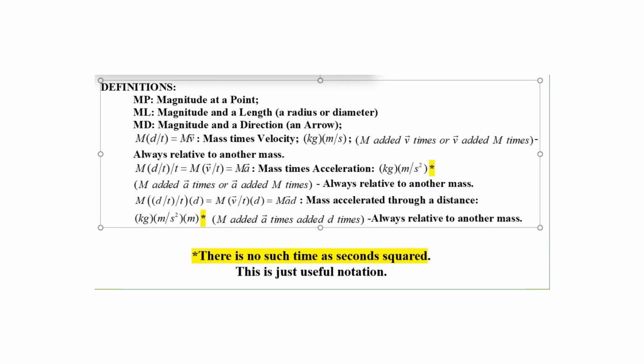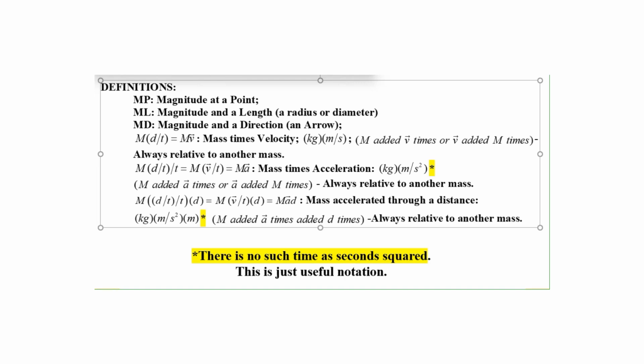Definitions. MP is magnitude at a point. ML is magnitude and a length, a radius or diameter. And MD is magnitude and a direction, an arrow. Mass times distance divided by time is mass times velocity, which is kilograms per second. So M added V times or V added M times, always relative to another mass.